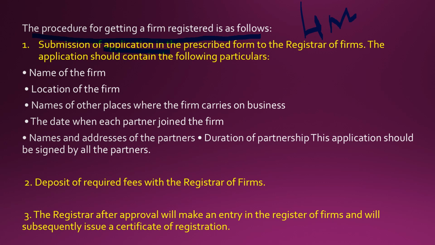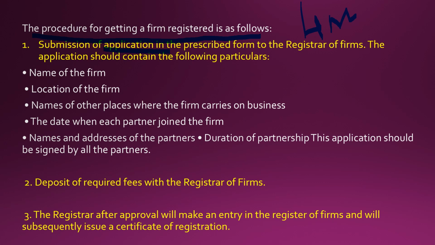Then the date when each partner joined the firm, that you already have in the partnership deed. You look at that document and write, let's say three partners are with you, who joined on which date. Then you'll write the names and addresses of the partners, because all this is mentioned in the deed. Then the duration of partnership, whether it is partnership at will or for a fixed period. All this will be mentioned in that prescribed form.